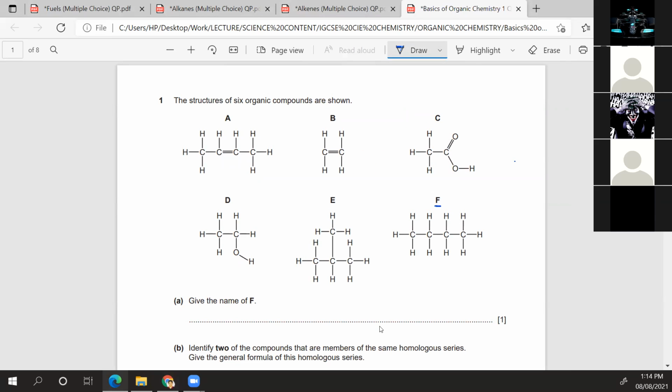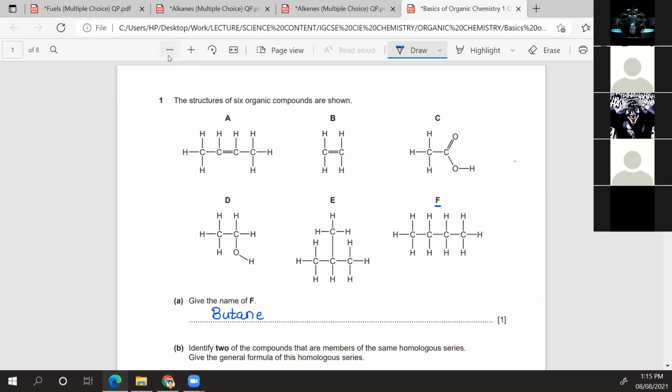So F over here, how many carbon atoms are there in F? 4. So 4 carbon atoms, and it is an alkane, alkene, alcohol, what is it? Single carbon to carbon bond, what is it? It's an alkane. And a 4 carbon alkane name is what? Butane. Yes, it's going to be butane because it has 4 carbon atoms.